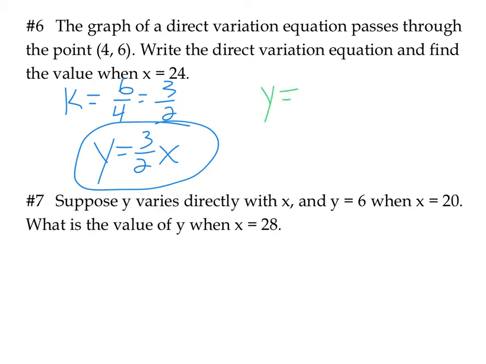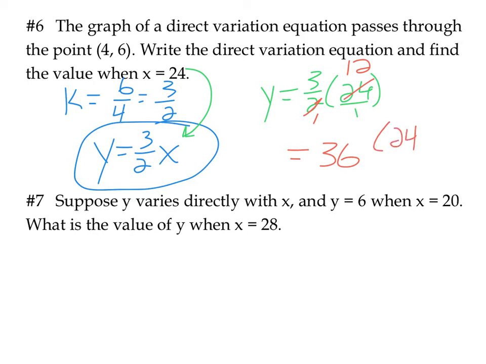So we can write y equals 3 over 2 times 24. We can put that 24 in for x. We can substitute it in for the x in our equation. And if you remember, this would be like 24 over 1. And so we could reduce that to 1 and 12. And so now when we multiply, 3 times 12 will get 36. So when x is 24, y is 36. We'd end up with an ordered pair, (24, 36).